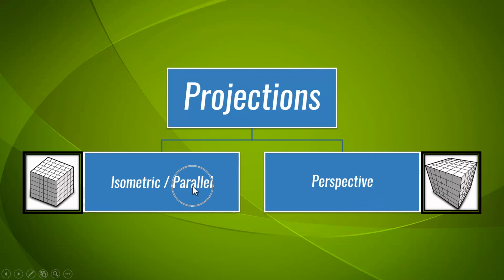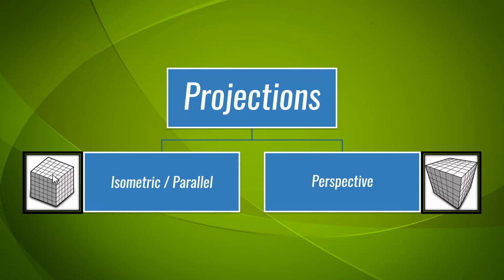Basically, we start our 3D modeling with the isometric or the parallel projection. After completing our design, we will render our drawing in the perspective projection. The image shown here makes clear the difference between isometric and perspective projections, which means perspective projections look much more realistic than isometric projection.